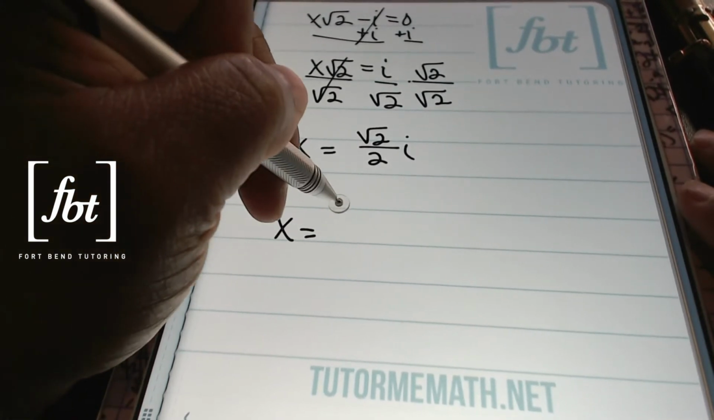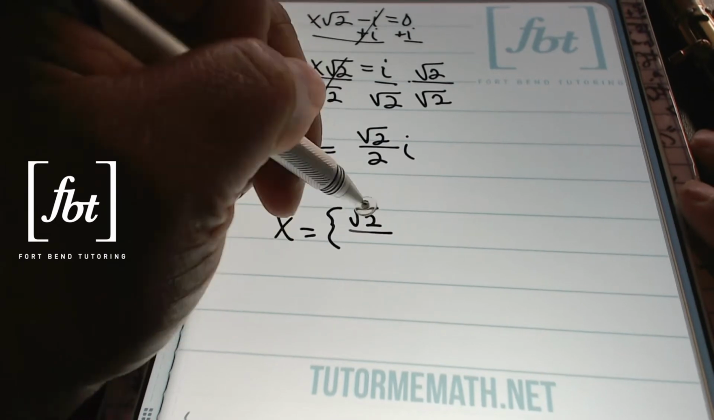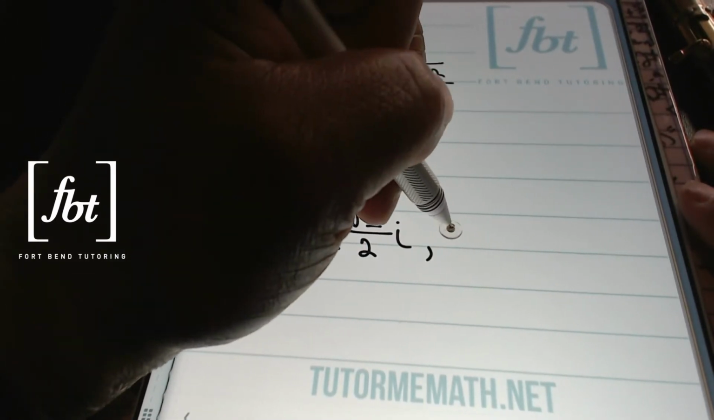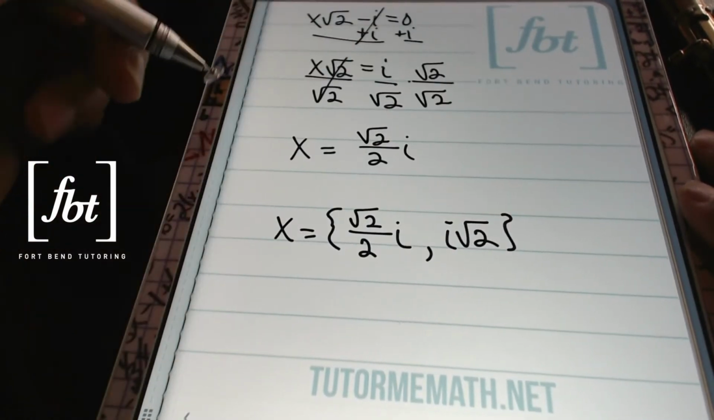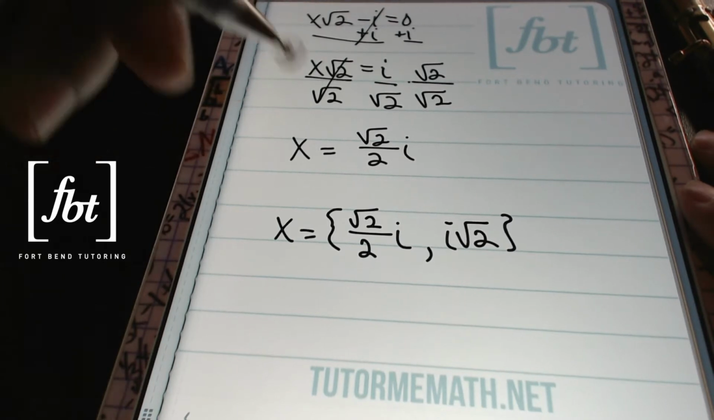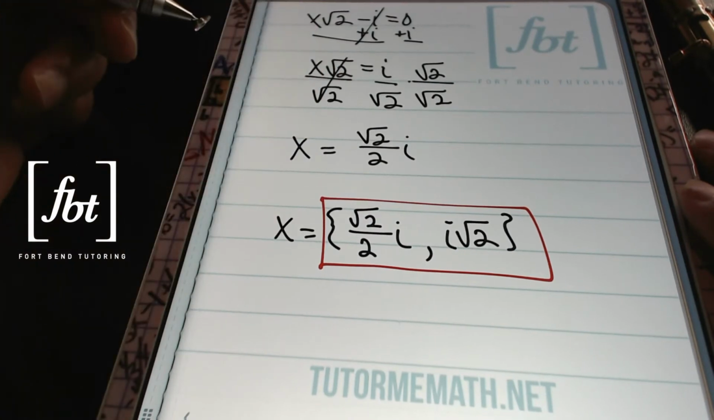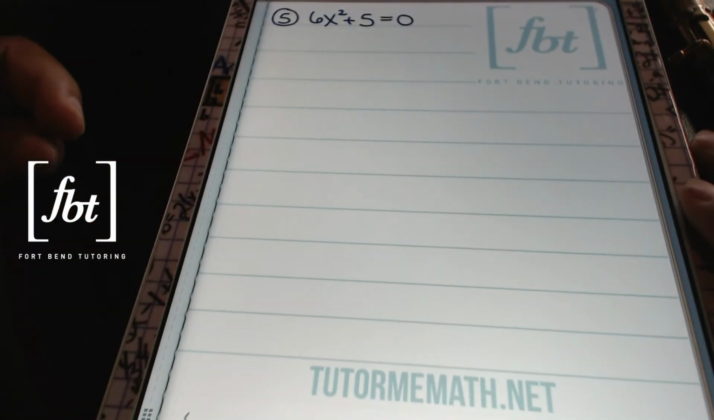which means that our solution set here for this equation is going to be the square root of 2 over 2i, comma, i times the square root of 2. Just like that. And there is our answer for this problem. Red boxing it. There we go. Done and done.